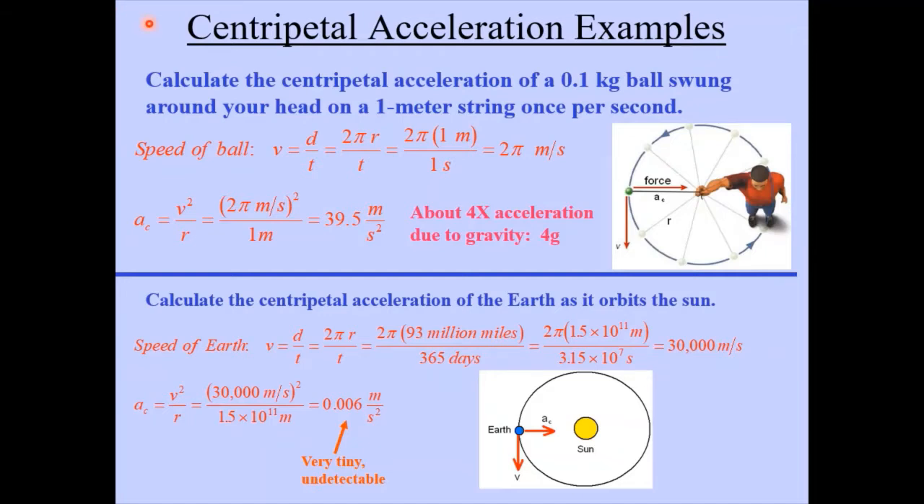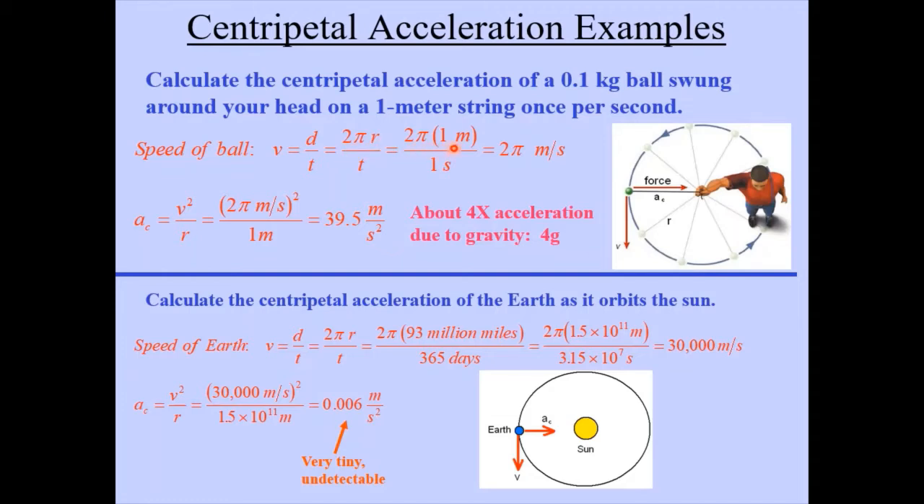So here are two quick examples of centripetal acceleration. Again, with the ball on the string, let's calculate the centripetal acceleration of a 0.1 kilogram ball swung around your head on a 1 meter long string once per second. Remember, in order to figure out centripetal acceleration, we need to know v and we need to know r. To figure out the speed of the ball, the velocity is the distance that it travels divided by the time. We've already seen some formulas for this, and the distance is 2 pi r. That's the circumference.